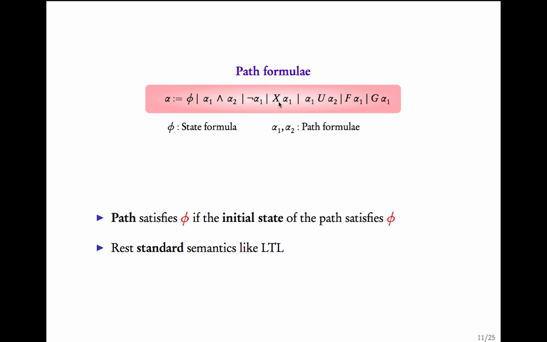The rest are standard. A path satisfies alpha 1 and alpha 2 if it satisfies both of them. It satisfies not of alpha 1 if it does not satisfy alpha 1. For X, U, F and G, it's standard like LTL, so I do not want to repeat.